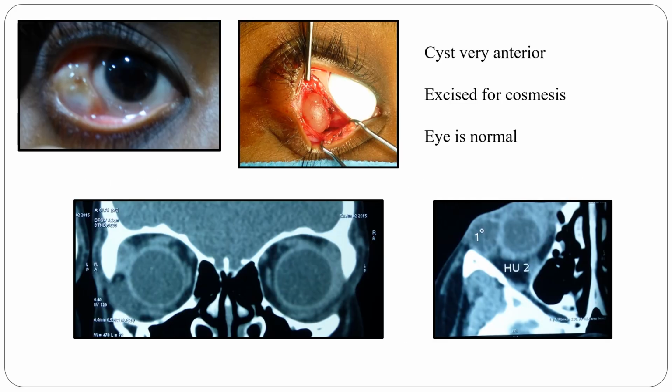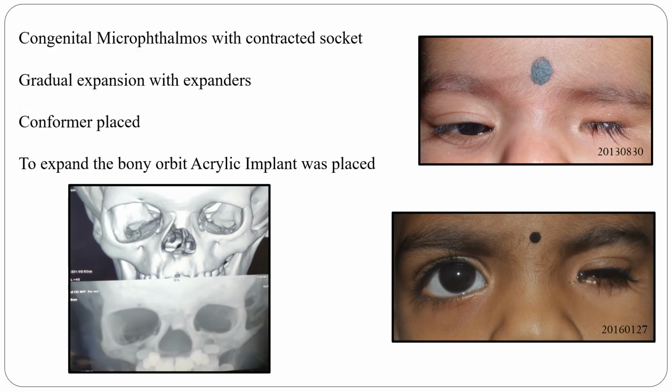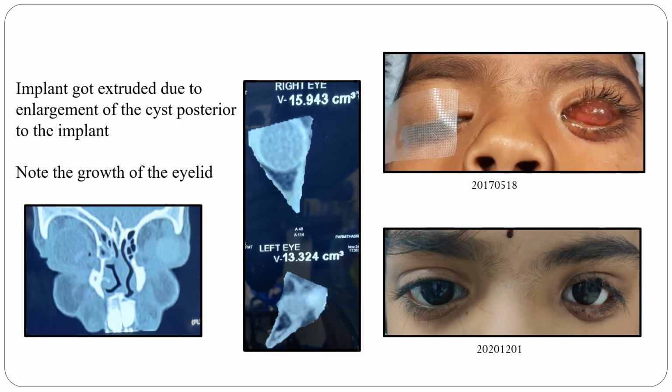A cyst very anterior is seen in the right eye. It was excised for cosmesis. The eye is normal. Congenital microphthalmos with contracted socket. Gradual expansion with expanders. A conformer is placed. To expand the bony orbit, an acrylic implant was used. The implant got extruded due to enlargement of the cyst posterior to the implant. Note the growth of the eyelid.